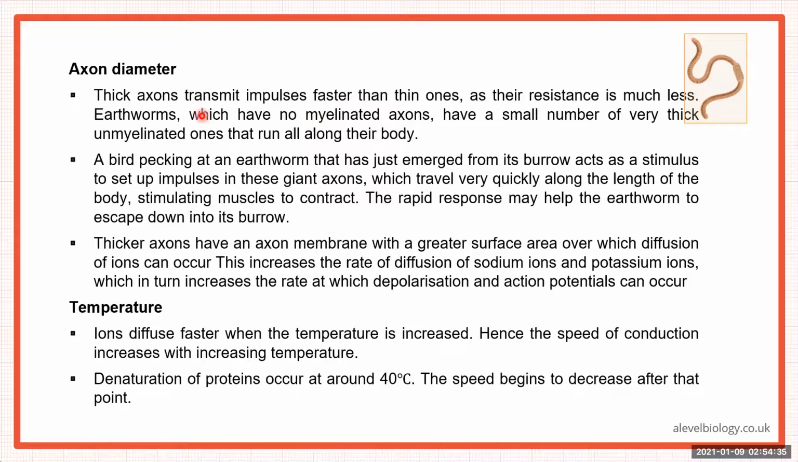There's an example of the earthworm. Earthworms actually have no myelinated axons. What they have is a very small number of very thick unmyelinated ones, right? Even though there's no myelin, since they're very thick, and these thick unmyelinated ones run all along their body, right? If there's a bird pecking at an earthworm to eat it, what would happen? This would act as a stimulus.